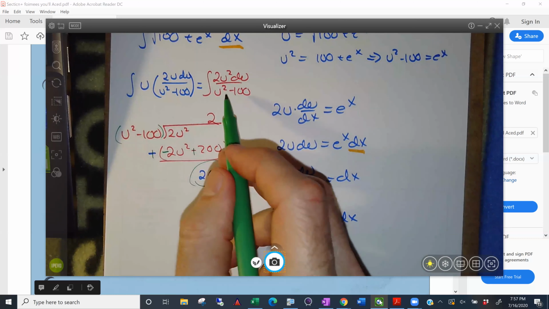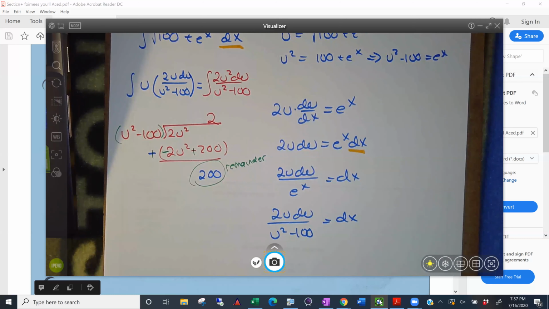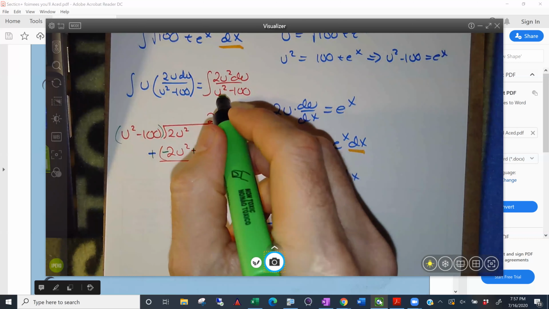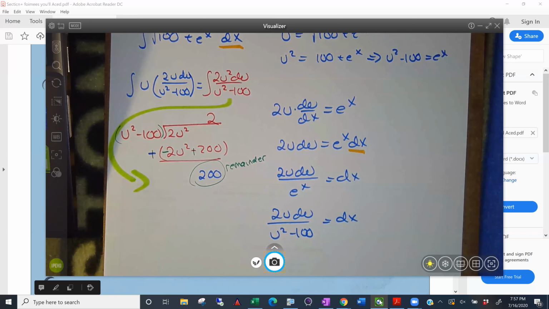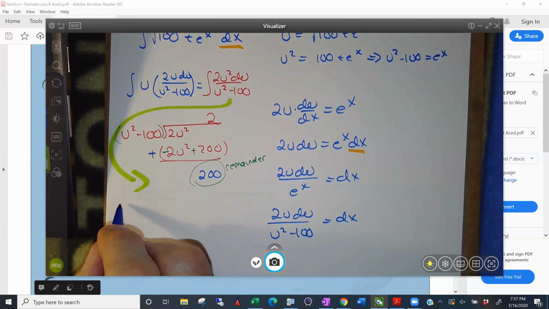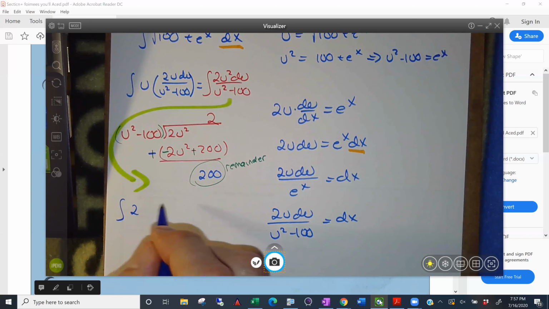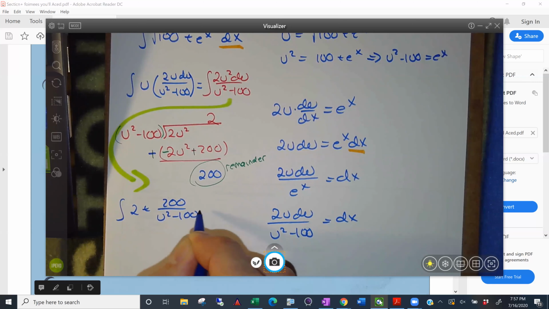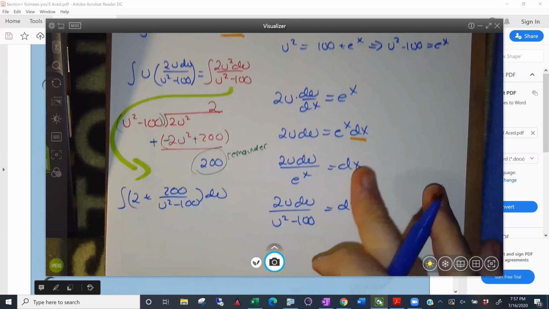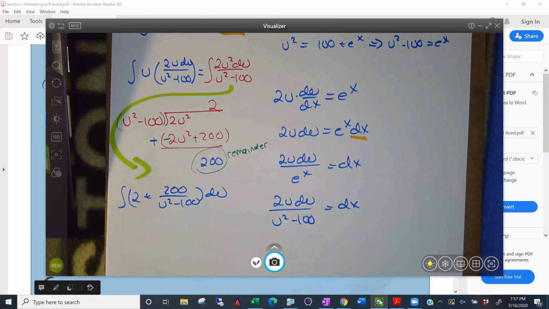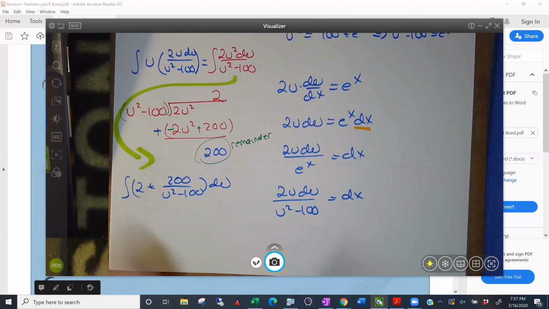So this expression up here can be replaced by, let's see, how do I want to squeeze it in? Can be replaced by this one down here. Integral of 2 plus 200 over u squared minus 100. Because that's what we just showed. Okay, this part we can integrate. This part, I'm afraid, is another fraction decomposition problem.